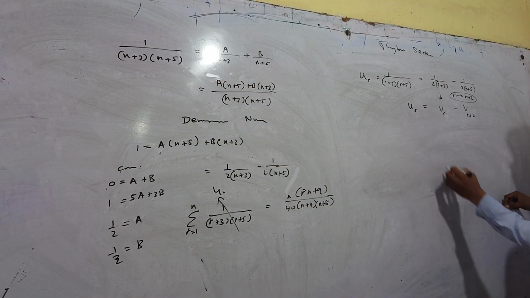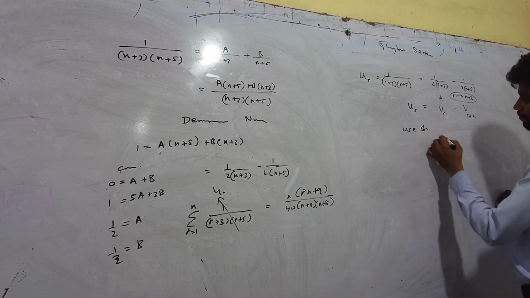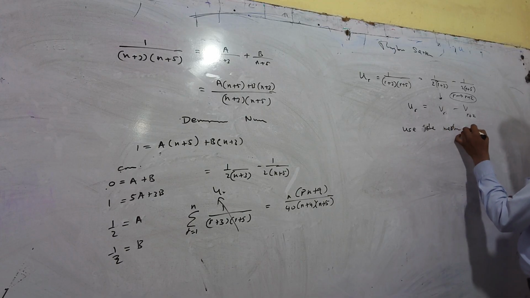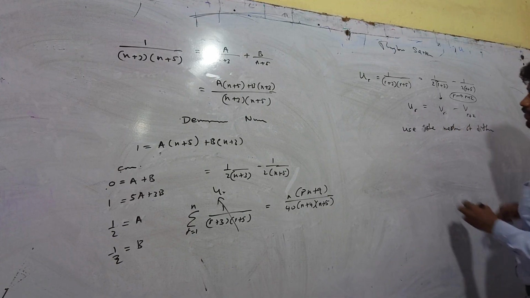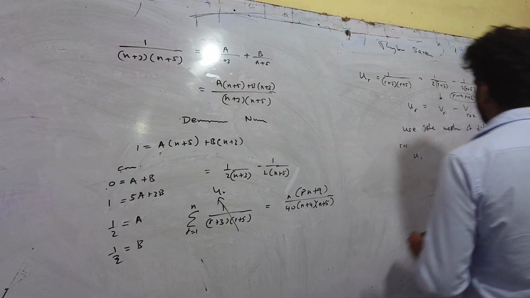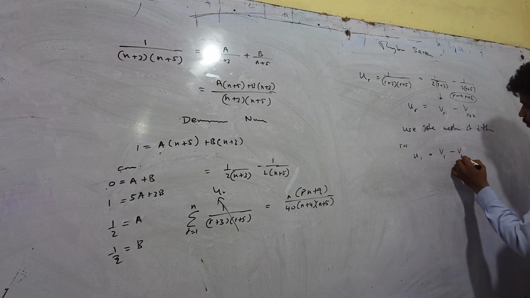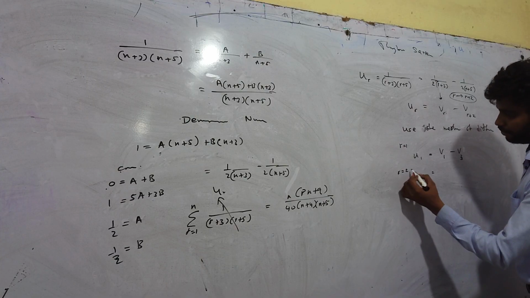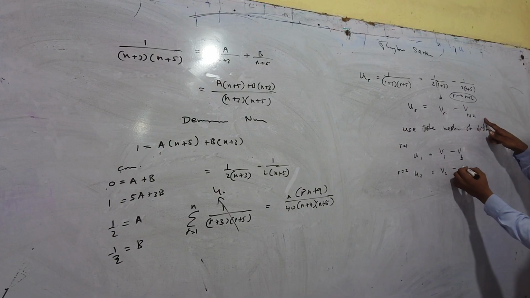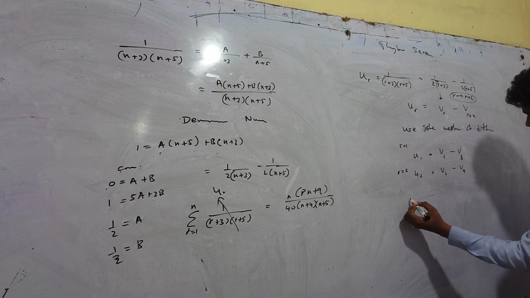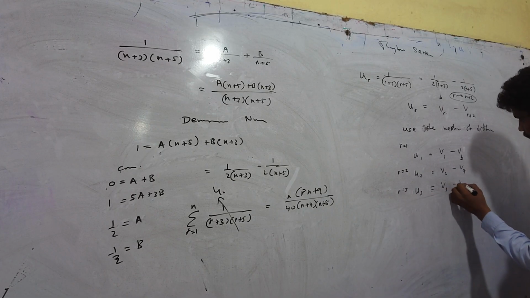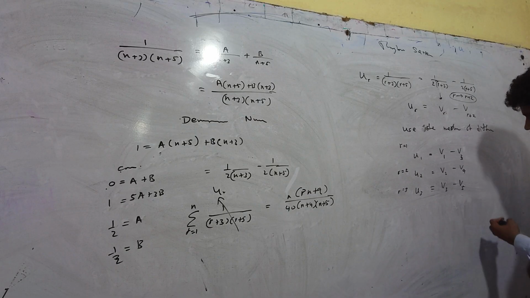This is U(r). Use the method of difference. Since r equals 1, we need to start from 1 to n. U1 equals V1 minus V3. And r equals 2, then U2 equals V2 minus V4, right? And r equals 3, U3 equals V3 minus V5, right?